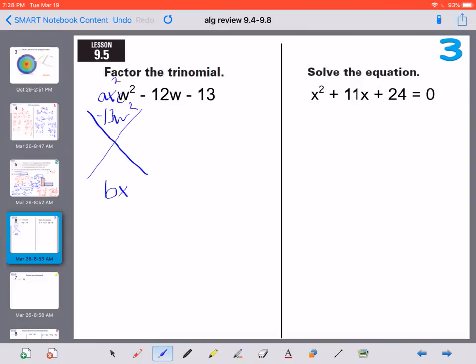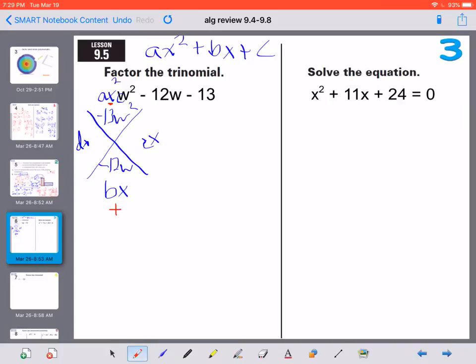Now if we write this all out, ax squared plus bx plus c is what we're using. So bx is in the middle. That's a negative 12w. Now dx and ex go on the outside. Now dx and ex add up together to make negative 12, but multiply together to make negative 13.